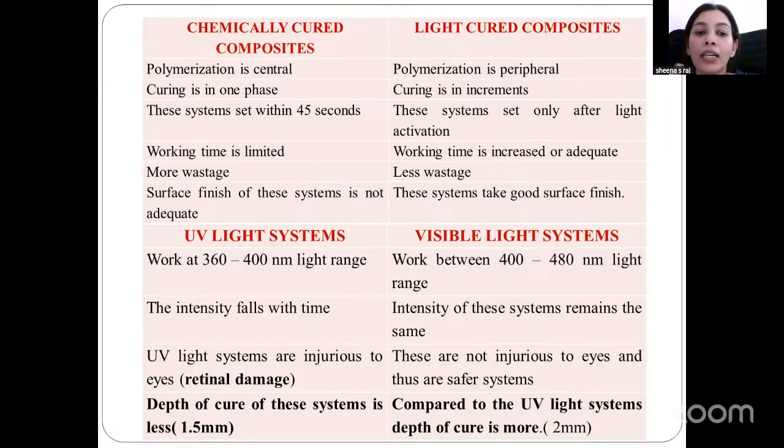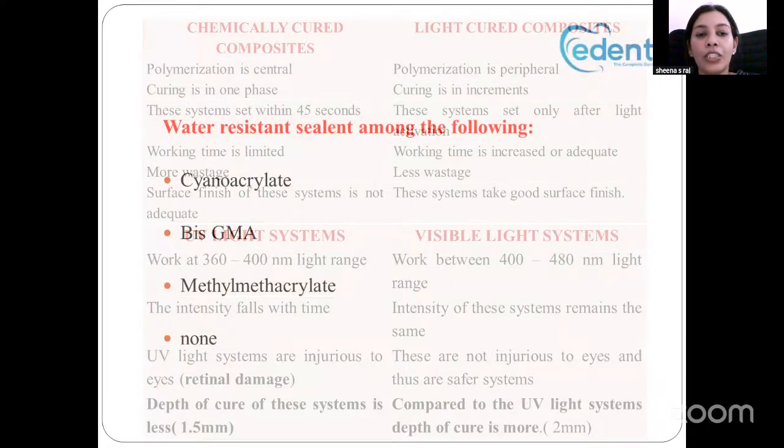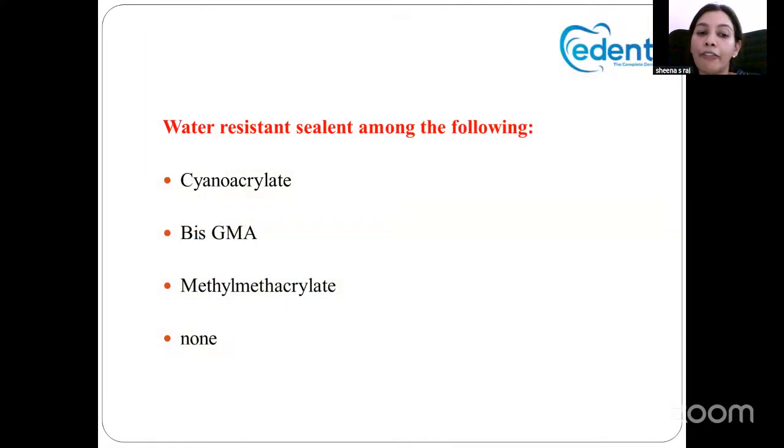So all the questions in this are like, which of the following is not right. UV light, keep in mind, which we use is visible light. That is 400 to 480 nanometer. UV light is less than that, 360 to 400 nanometer. Understood? Next question: water-resistant sealant among the following. So this is another question. It is cyanoacrylate. Cyanoacrylate is the most water-resistant. It has to be used very carefully when the reaction takes place, because there is a chance of contamination. So water-resistant sealant is always cyanoacrylate.